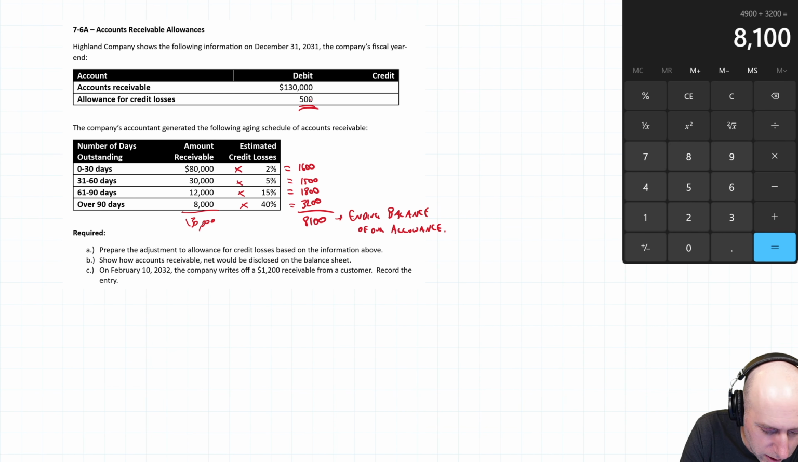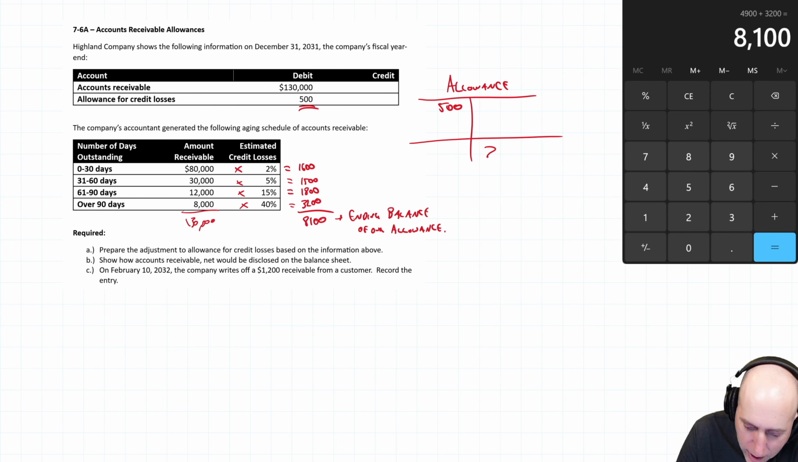Okay, well, our starting balance of our allowance was 500. I haven't read the required yet. It says prepare the adjustment to the allowance based on the information above. We're getting there, right? We know that our allowance, when we entered the question, was sitting at a debit of 500, and we know we wanted to end at a credit of 8,100. So how do I go from a debit of 500 to a credit of 8,100?